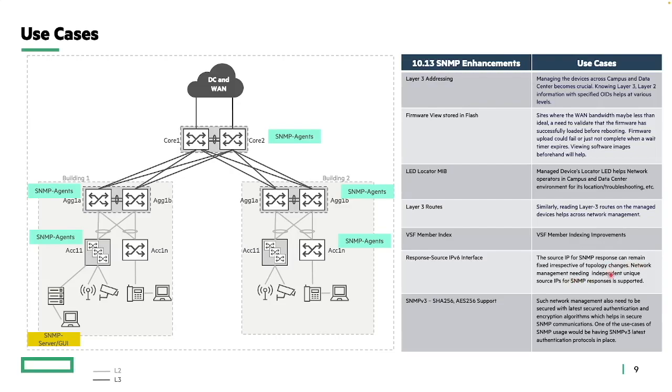Network management needing independent unique source IPs for SNMP responses is also supported, right? Based on this particular feature, we can use that in a different way as per the requirement. Finally, having the security enhanced for SNMP version 3 user configuration, we have SHA 256 and AES 256 support in place now. Such network management also needs to be secured with latest authentication and encryption algorithms, which helps in secured SNMP communications.